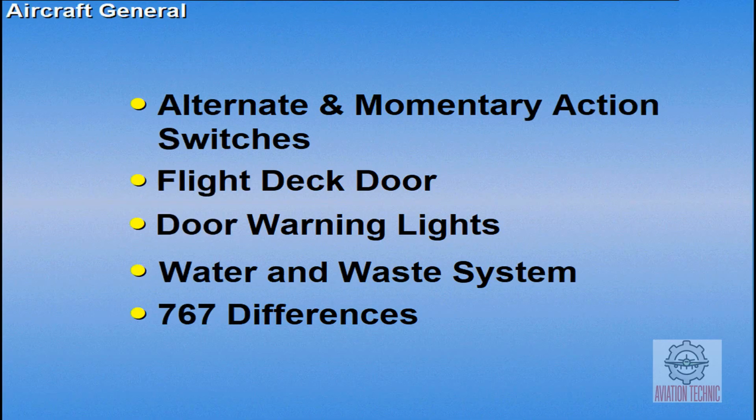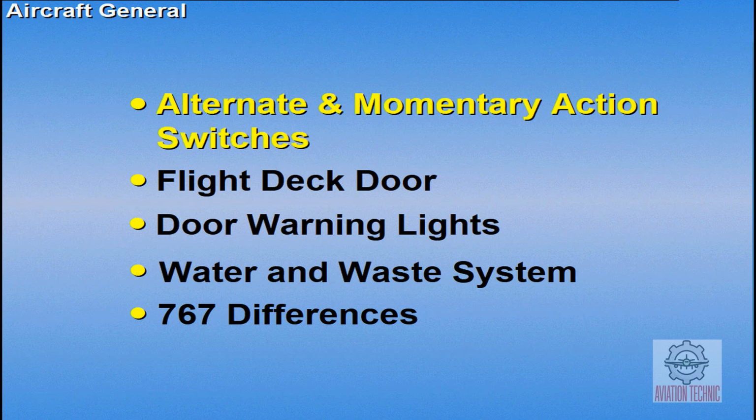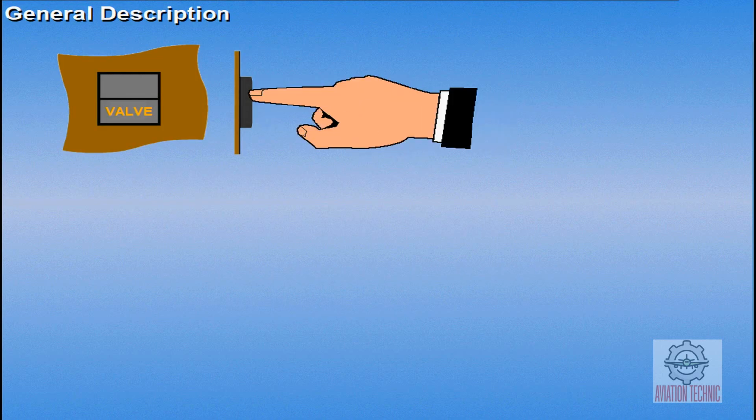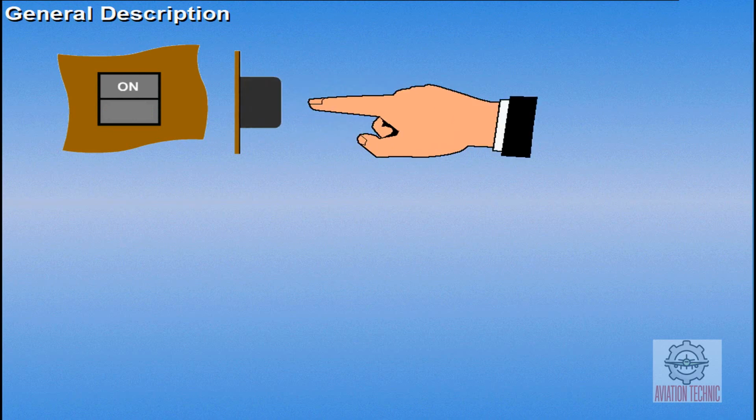The aircraft general lesson will be covered in 5 sections. Let's begin with the alternate and momentary action switches. The majority of switches on the 757 are spring-loaded push-button type.